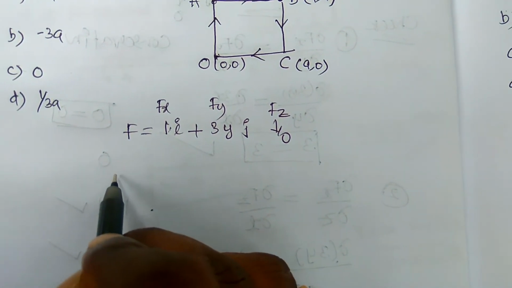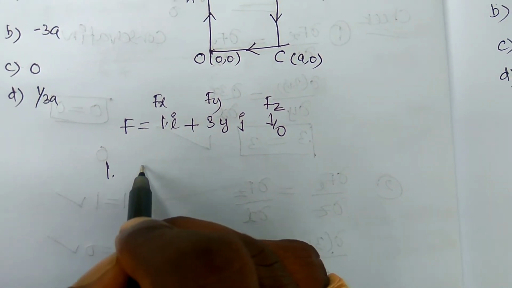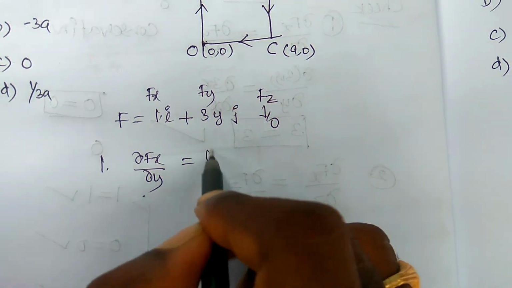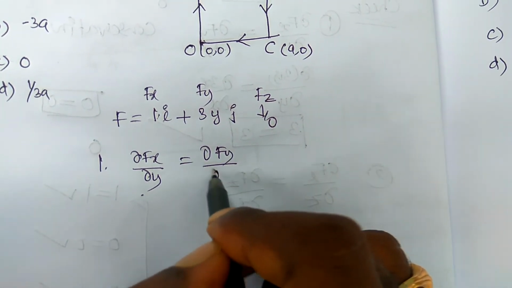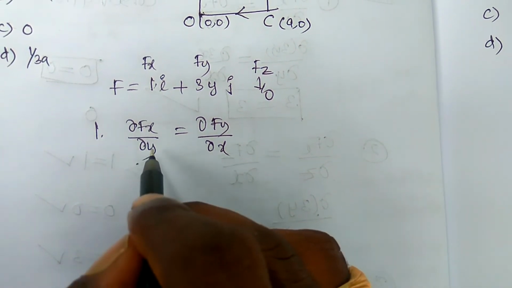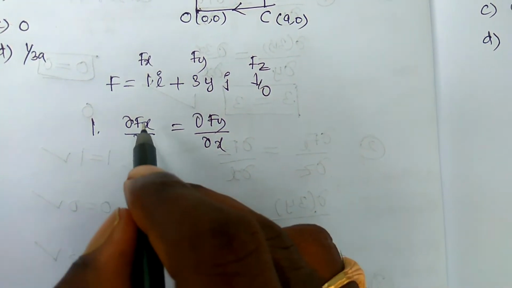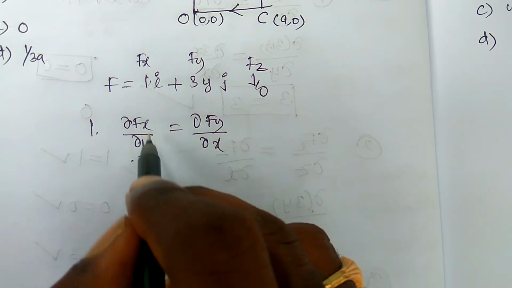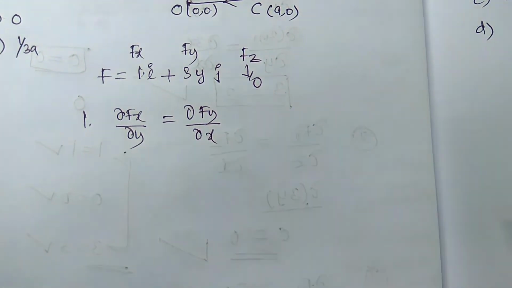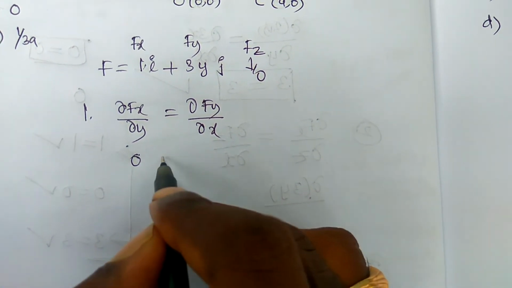At first we have to check the first condition, that is, ∂Fx/∂y is equal to ∂Fy/∂x. Right? Fx is nothing but 1. With respect to y, it is a constant, so there is no meaning to it, it is a constant value, that is nothing but 0.